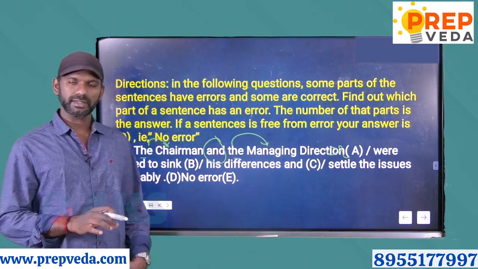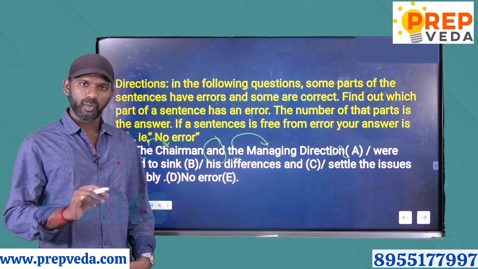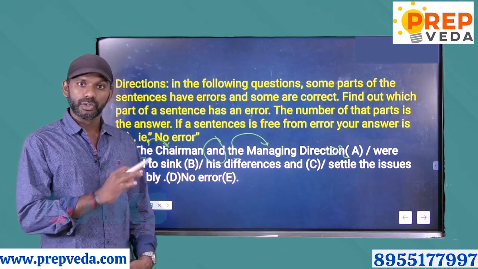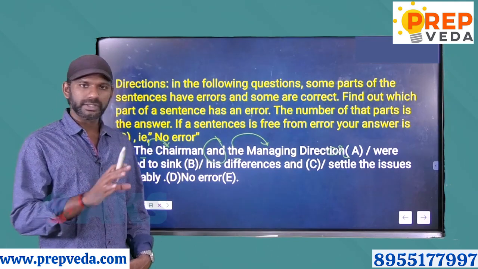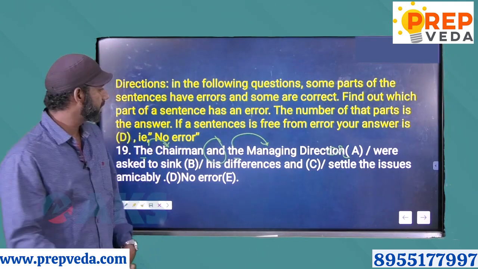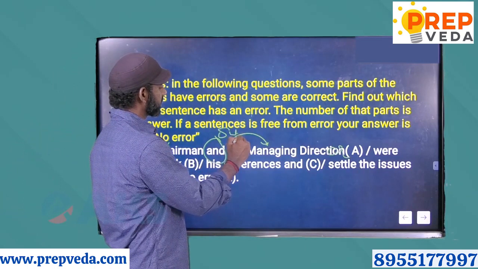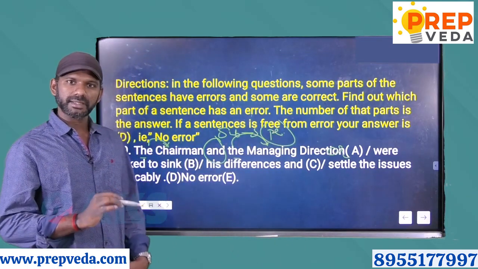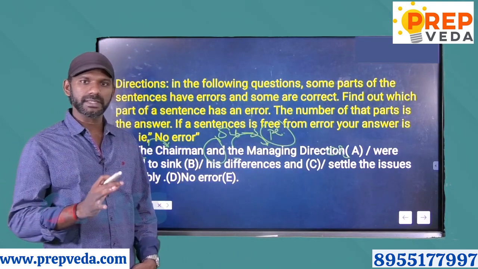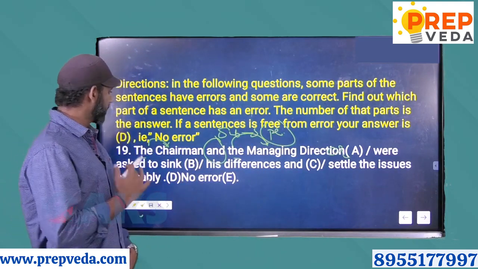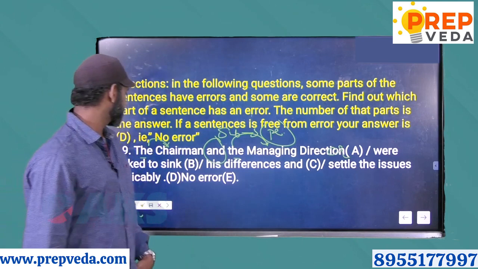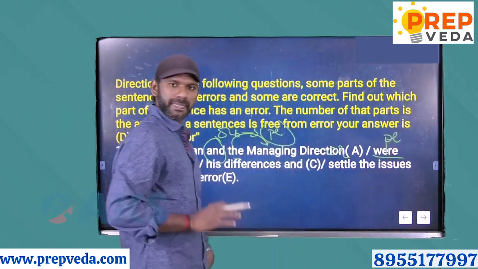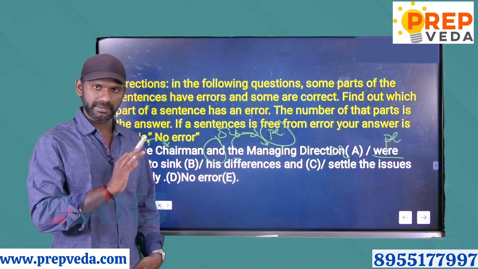So in this sentence, we have two persons. One person is the chairman, the other person is the managing director. The rule regarding and. So here we are talking about two persons. Two persons means the subject of the sentence is plural. And if the subject is plural, the verb and the pronoun must also be plural. The chairman and the managing director were asked, were is a plural verb. So till here, there is no error.